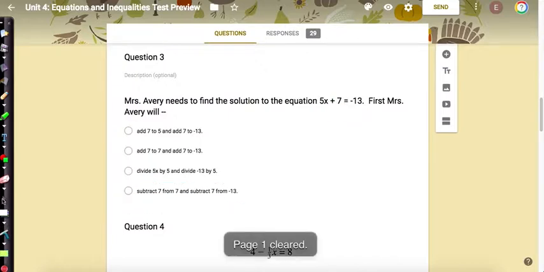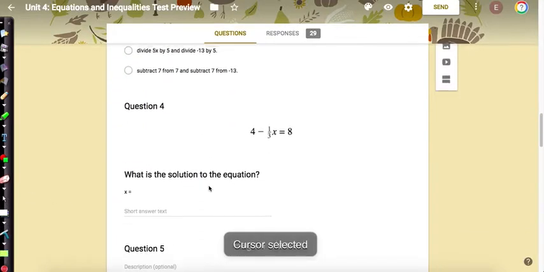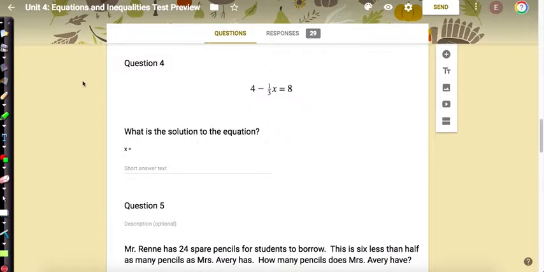Okay, let's move on to question number 4. We have 4 minus 1/3 x equals 8. Once again, we circle our variable and draw our t. That tells us we want to get rid of the 4. You see this minus sign here, but we're not going to add 4, even though 4 plus 4 is 8. Rather, we have to subtract 4. We're looking at what's in front of the 4, and it's positive 4, so I'm going to subtract 4.